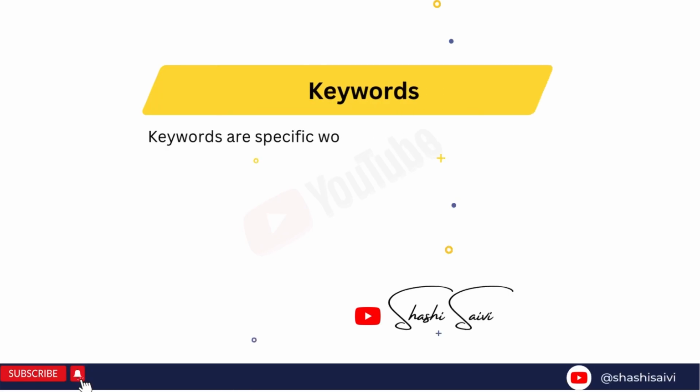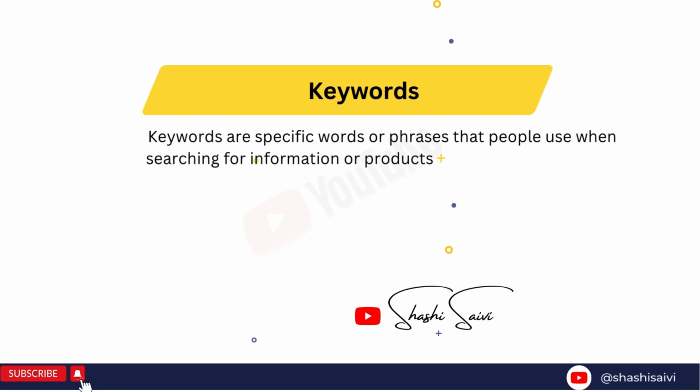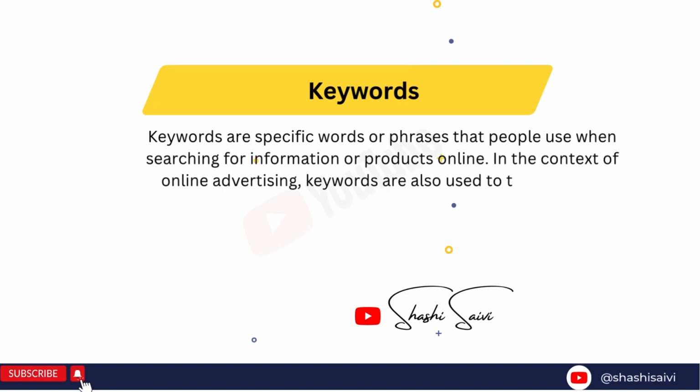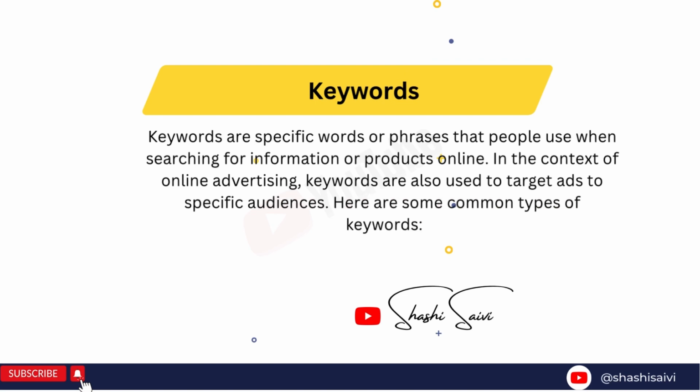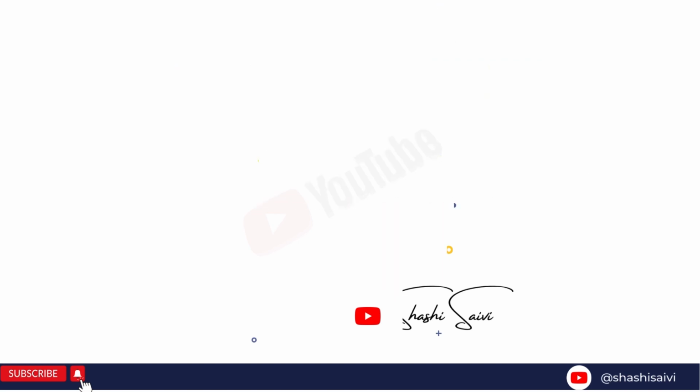Keywords are specific words or phrases that people use when searching for information or products online. In the context of online advertising, keywords are also used to target ads to specific audiences. Here are some common types of keywords.